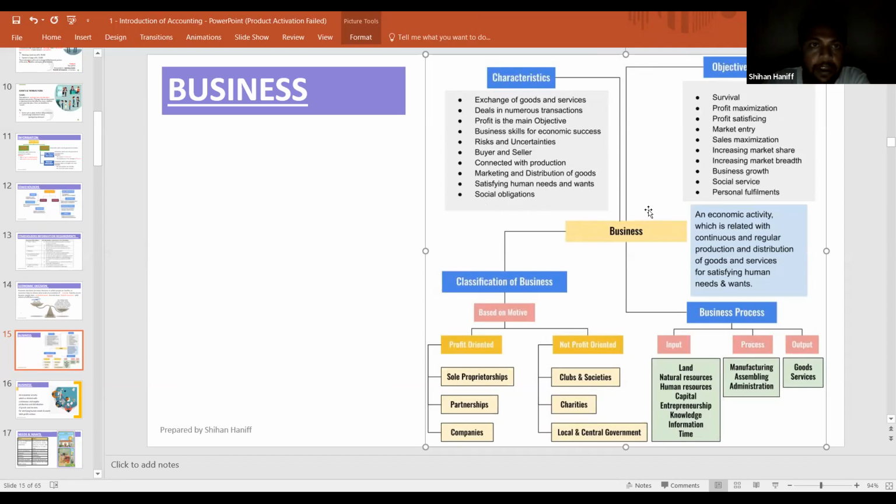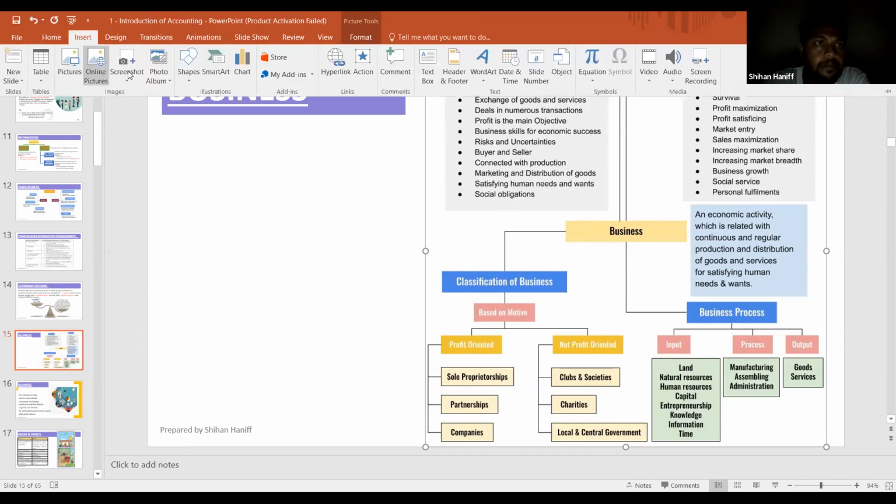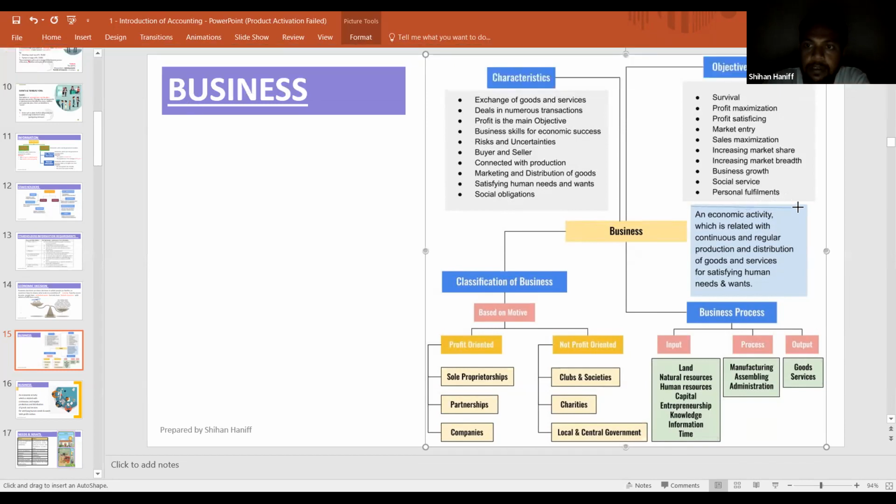Okay, so let's see what the definition is. So here is the definition. Business is an economic activity. So we know what economic is. Economics means limited resources, unlimited wants. So it is an economic activity which is related with continuous and regular transactions.